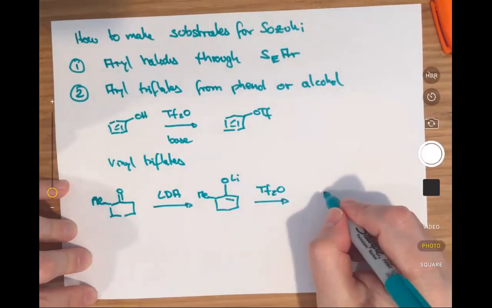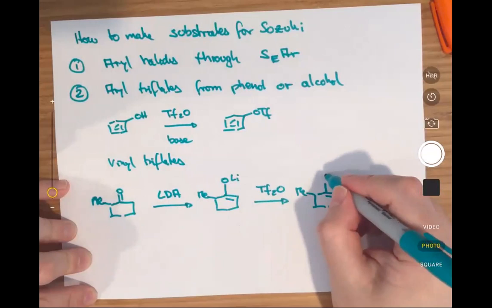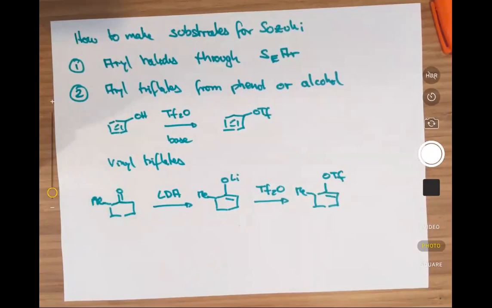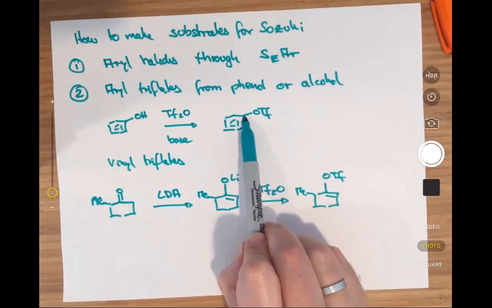So ketones are very good substrates to make this too. You know this enolization chemistry already. That's nothing new. So triflate, right? So that's kind of then basically a substrate that would be a vinylic triflate that would be substituting at this position here. And in the aryl triflate, it would be substituting at this carbon atom, right?